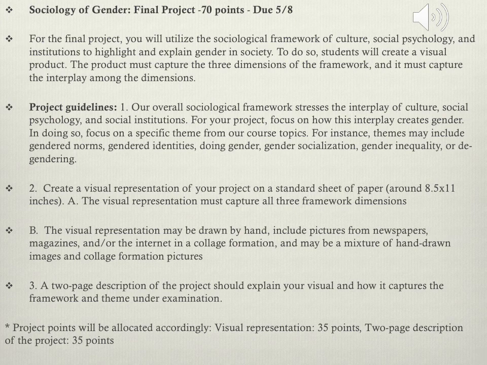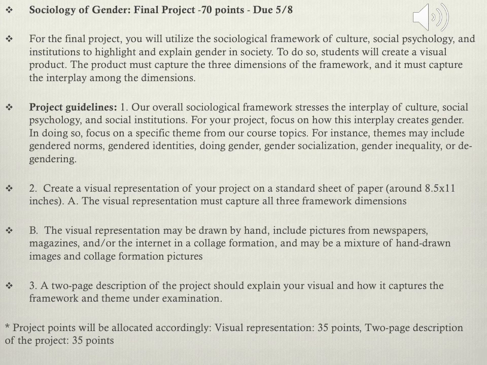Or again, anything that relates to gender, how it's something that we do, how it connects to inequality, or again, that gender, social, psychological level where we talk about socialization, gender identities, performing gender. So again, you have a lot of different options in terms of the theme that you pick.